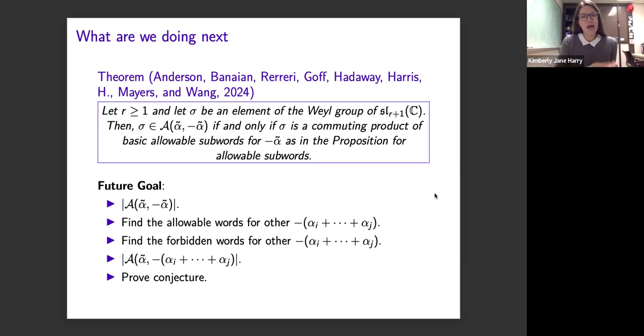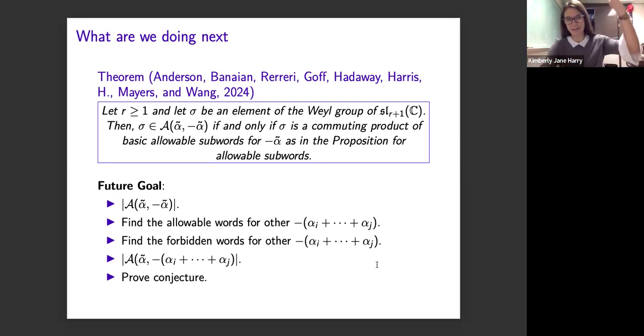But what else do we want to know? I never told you guys what the cardinality of the alternation set was for this. So we would like to prove the cardinality when mu is the negative highest weight. But then also, we haven't covered all the negative weights. We want to know, what happens if I have a negative alpha i all the way up to alpha j? What are the allowable words for that one? And same as the negative weight, what are the forbidden words? What can we not have? And then finally, what is the cardinality of this when I have a negative mu where it's not the highest weight? And then of course we want to prove my q-analog conjecture.